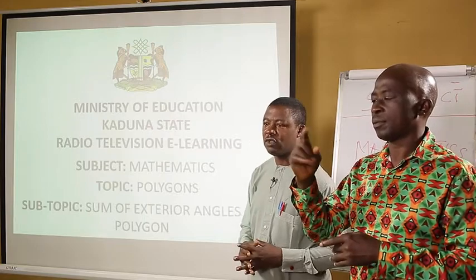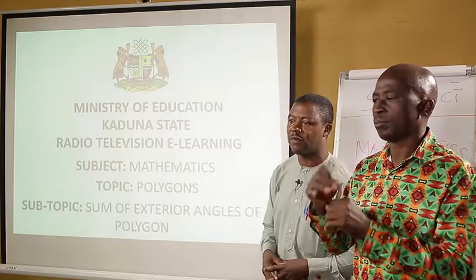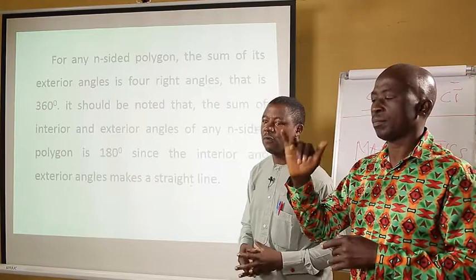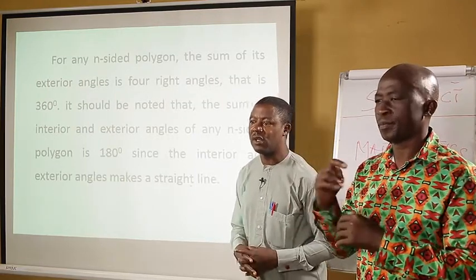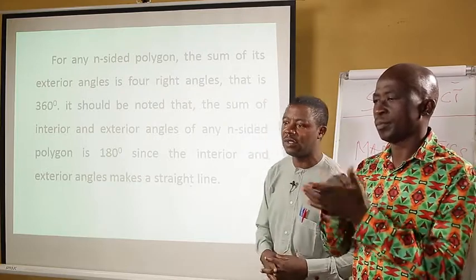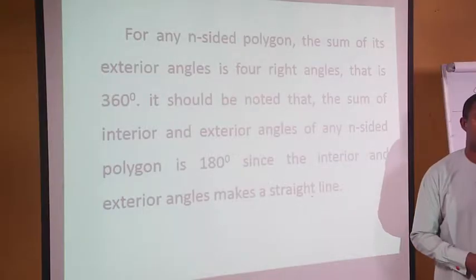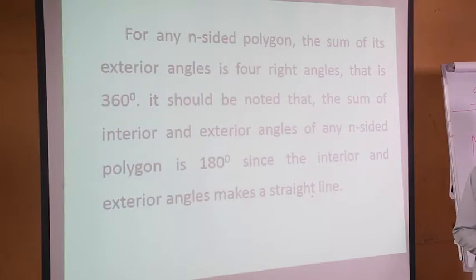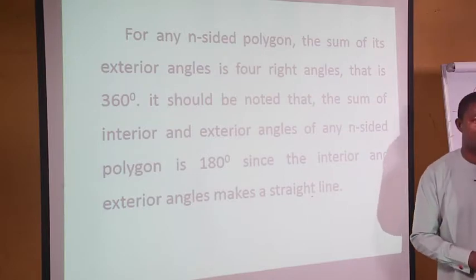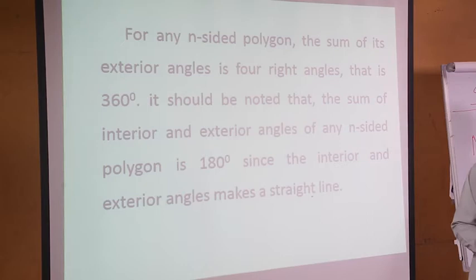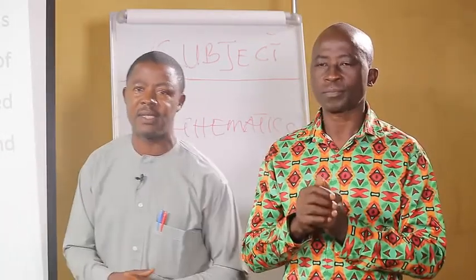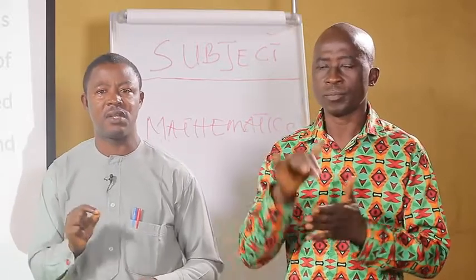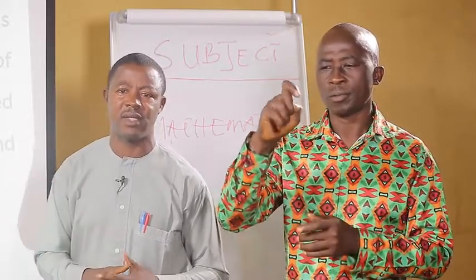Sum of exterior angles of a polygon. For any n-sided polygon, the sum of the exterior angles of that polygon is 4 right angles. That is 360 degrees. Mark you, my listeners, my students, my learners, that exterior simply means outside.